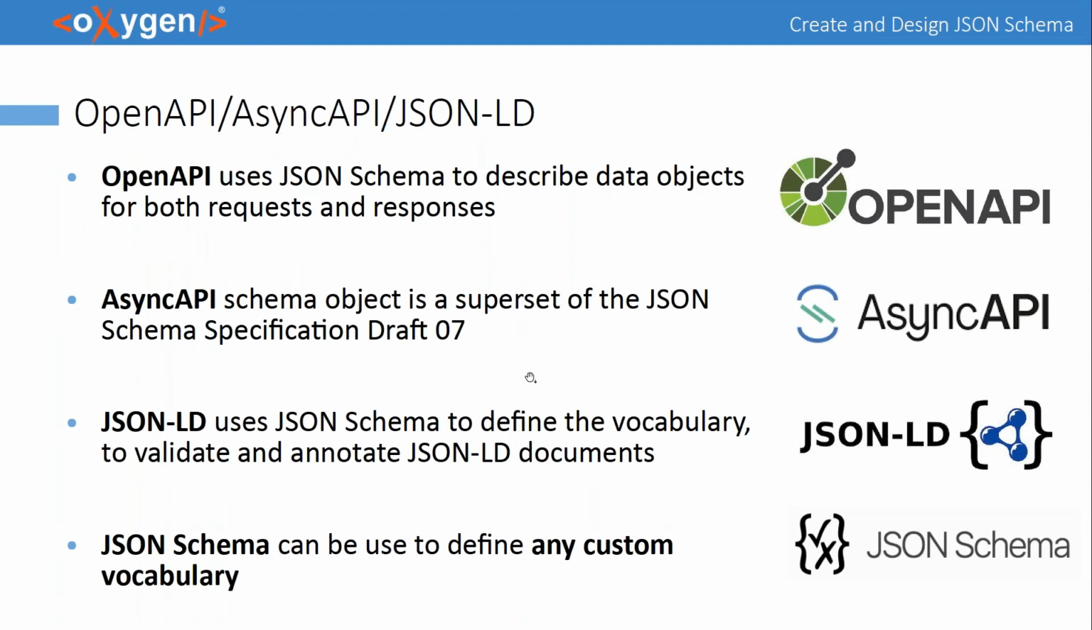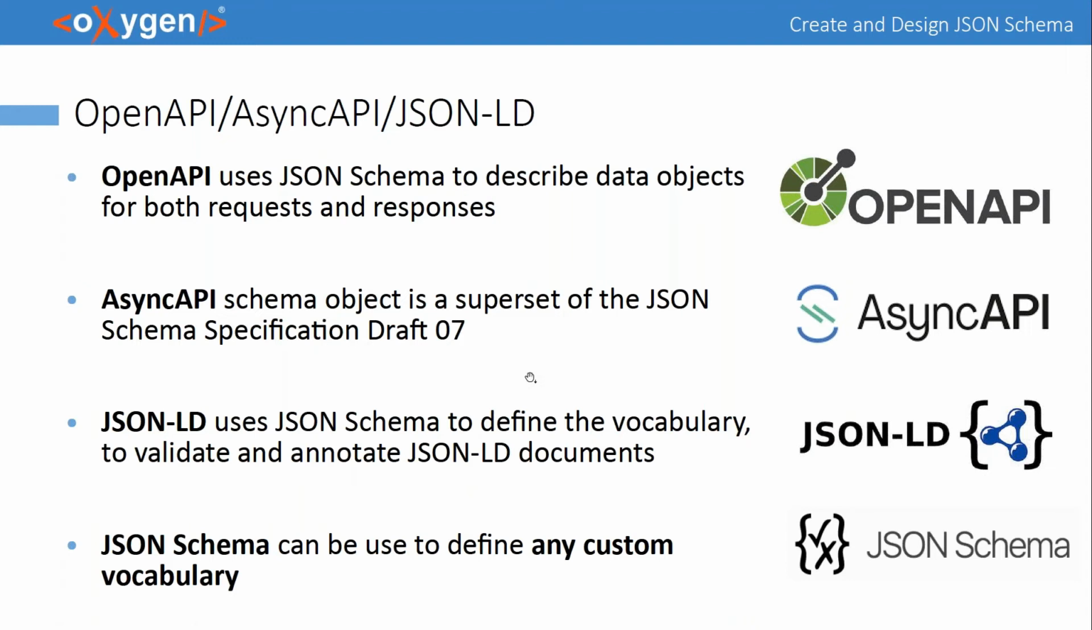I'll talk also a little bit about OpenAPI, AsyncAPI, and JSON LD, and how this interacts with JSON schema. So OpenAPI uses JSON schema to describe data from responses and requests. And in the latest version, JSON schema was added to the specification. So OpenAPI 3.1 supports JSON schema 2012, so the latest version.